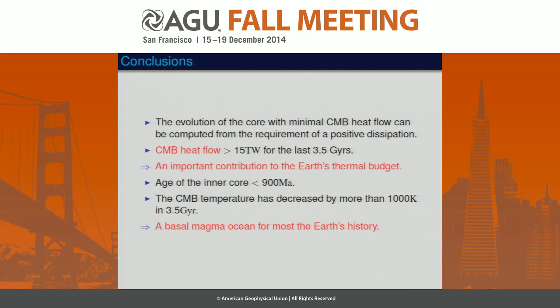The age of the inner core from these calculations is less than 900 million years, and probably much less than that, in fact. Again, this is a minimum CMB heat flow. And the CMB temperature has decreased a lot. And here I say 1,000, but in fact, the plot I showed was much larger than that.